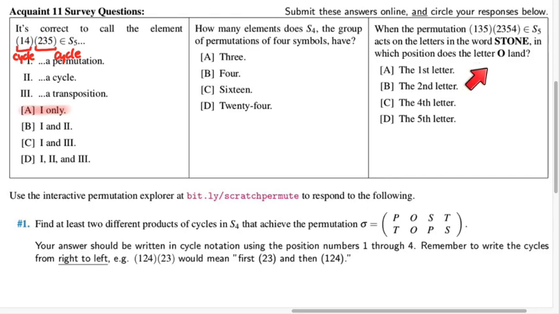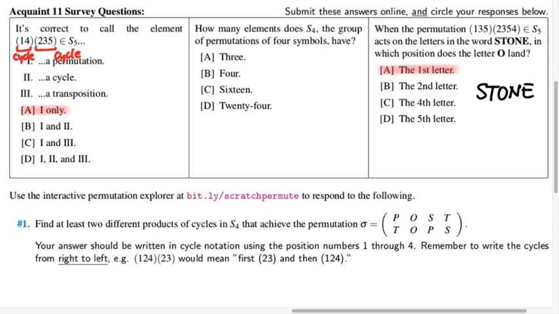I'm going to talk about this third survey question next. If this permutation, (1 3 5)(2 3 5 4), acts on the word stone, what is a quick way to figure out where the letter O ends up in the final product? First of all, what did you say for the answer here? Which position does letter O end up in? First position. And how do we know? What is a way of figuring that out?